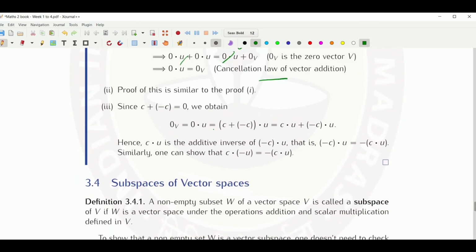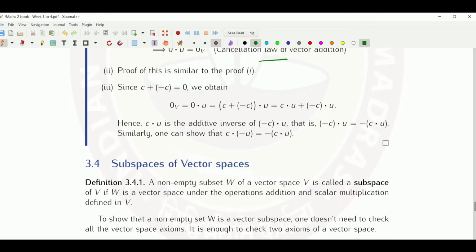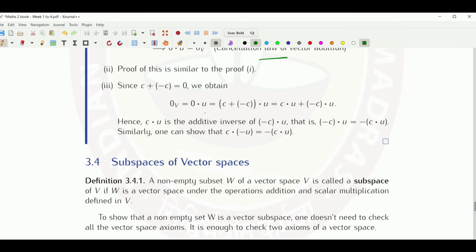Since C plus minus C is equal to 0, we obtain 0 vector is equal to 0 dot U is equal to C plus minus C dot U. It is C dot U plus minus C dot U, and minus C dot U is the additive inverse of C dot U, that is minus C dot U is equal to minus C dot U. Similarly, we can show that C dot minus U is equal to minus C dot U.